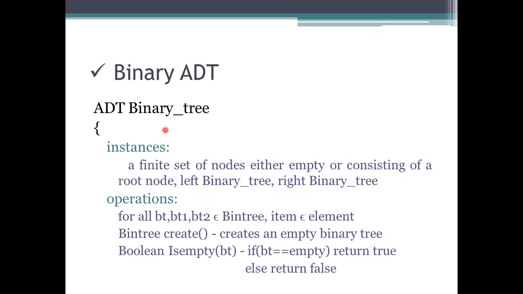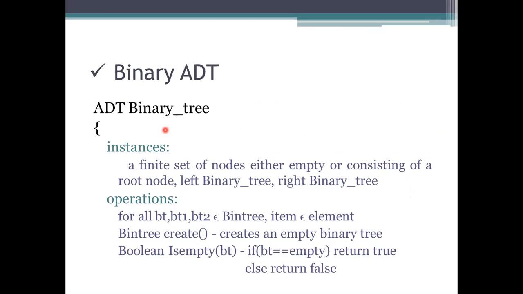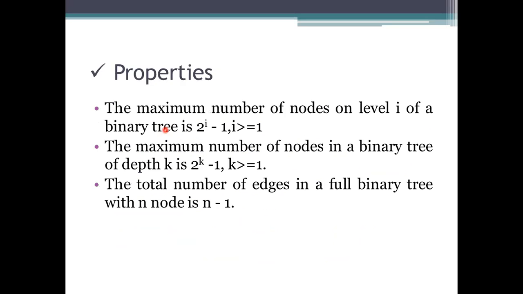And the operations to be performed on that binary tree are: we can create a binary tree, we can check whether it is empty or not, and if it is empty, we can add elements to it. If you want to add these trees, we need to specify the left child, the right child, and what data you have added. What instances you need to consider here is to check whether it is an empty one or consists of the root node, or the left binary tree or the right binary tree. We need to see, as I said, what the properties of this one are.